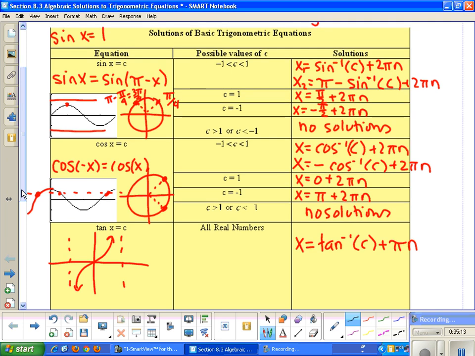So remember, if you're in between negative 1 and 1, you have two solutions for sine. One's the sine inverse, one's pi minus the sine inverse plus your period of the function. When it's equal to 1 or negative 1, you have one solution, and above 1 or negative 1, no solutions. Cosine, two answers, plus or minus your cosine inverse plus your period of your function. 1 and negative 1 have one solution, and tangent always has one solution plus pi n. So make sure you bring this with you to class.